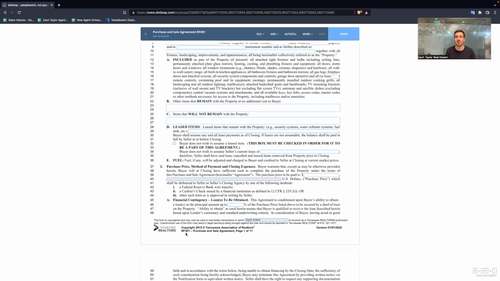And another saying I have is there's probably a TAR form for that. For a lot of situations that you run into, TAR has a complete database of forms. They have so many forms. I think it's like 155. So if you're looking for something, they probably have it. If they don't, consult your broker for different wording or whatever else you might do. But there is probably a form for each situation.